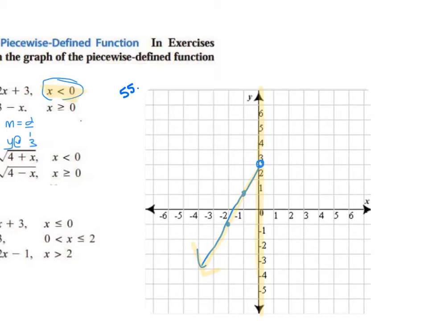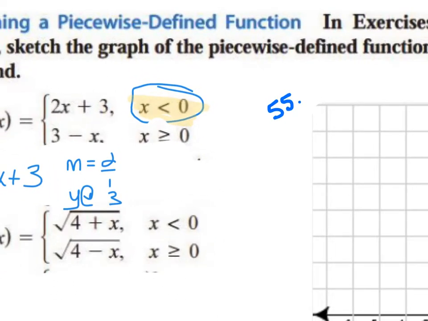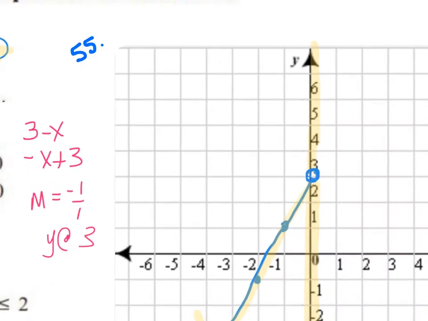So you graph a line, you graph a parabola like you would any, and then you have to look at the parameter and say, okay, where am I looking? Where do they want the values to lie? If I look at the second one, 3 minus x, let's rewrite that as negative x plus 3, correct? Agreed? So what's your slope here? Negative 1 over 1. And what's your y-intercept? 3. At 3, so I'm going to go up to 3.